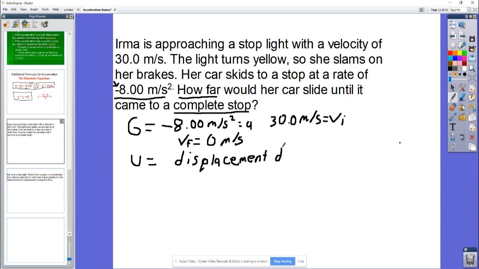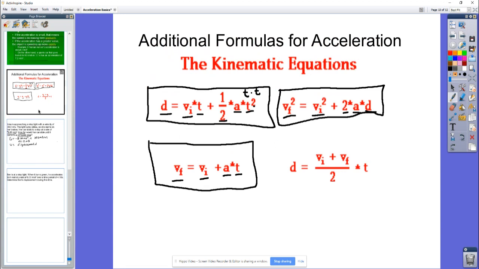Or D. So now we have a D, a V sub F, an A, and a V sub I. So we want to try to find a formula that has all those things, but nothing else. So this first one has a D, good, V sub I, good, T. Yeah, we don't have a T, so we can't use that one. Next, V sub F, good, V sub I, good, A, good, and T again. Can't use that one. This one, V sub F squared, good, good, AD.